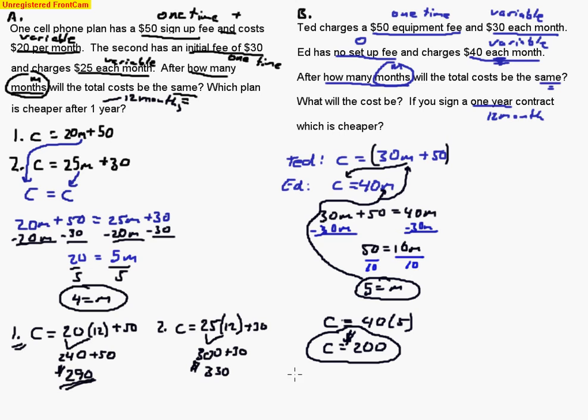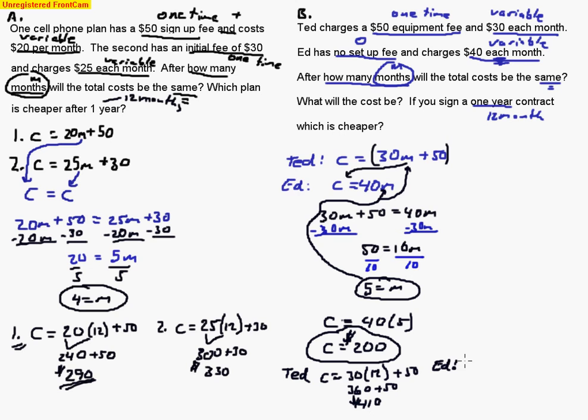So let's take a look at Ted. His equation is C equals, and then we have 30, but we're going to multiply that by 12 because it's 1 year, plus 50. And that would be 3 times 12 is 36, and then add a 0. Plus 50 gives us a grand total of $410. So there it is. That's Ted's charge. Remember, he's going to be cheaper because he charges less per month. And after 5 months, they charge the same.